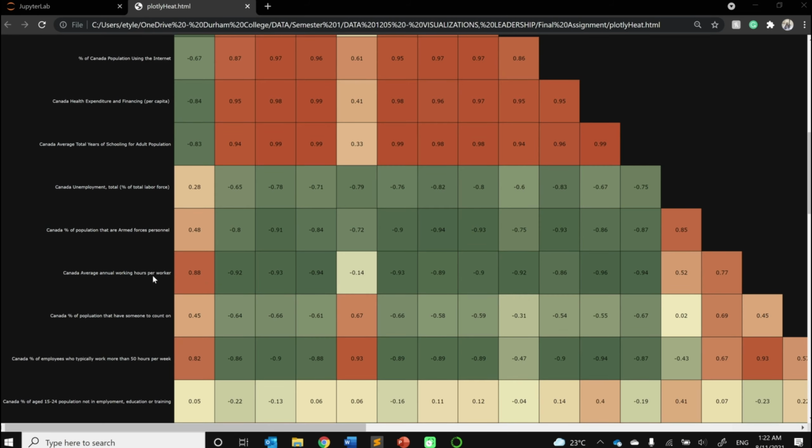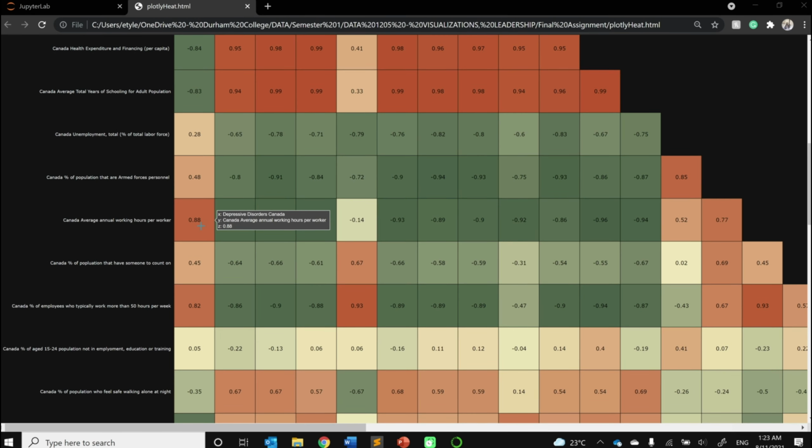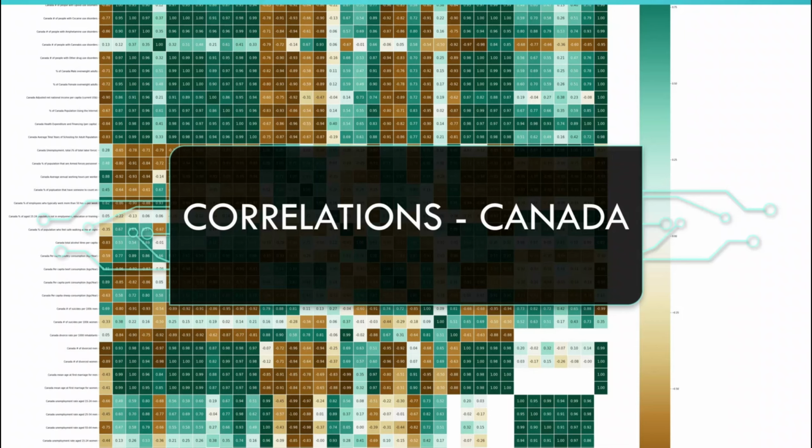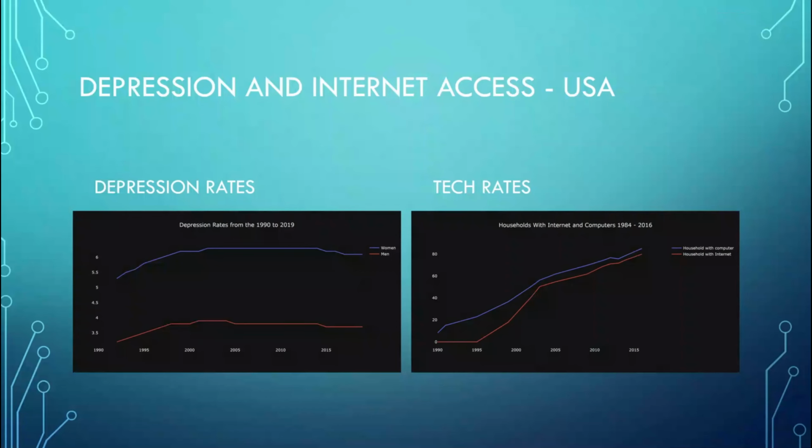when we talk about working hours, we can see that there's an 88% correlation between average working hours increasing as depression increases, and that's actually true vice versa. And you can see that also people who typically work more than 50 hours a week tend to be more depressed as well.